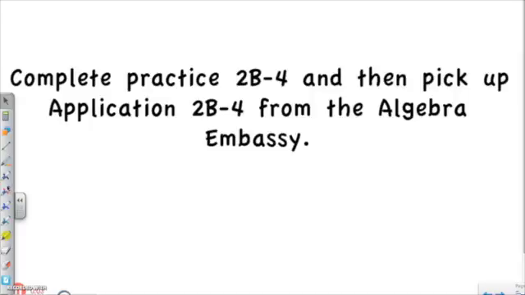Alright, so make sure you complete practice 2B-4 and then pick up application 2B-4 from the Algebra Embassy. Make sure you're completing that application before you move on to the mastery check.